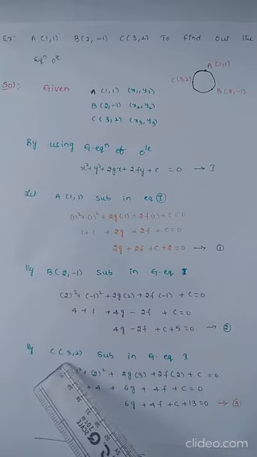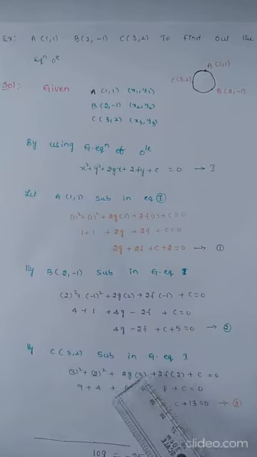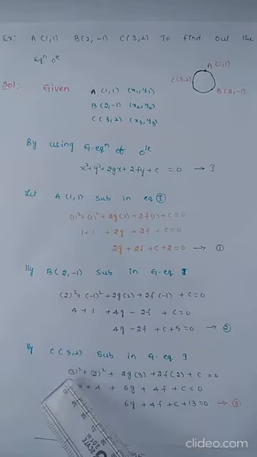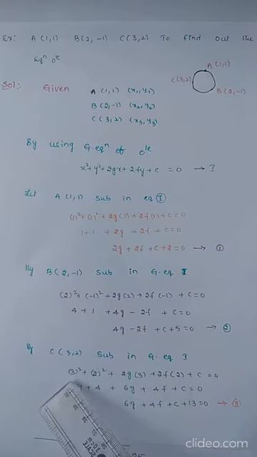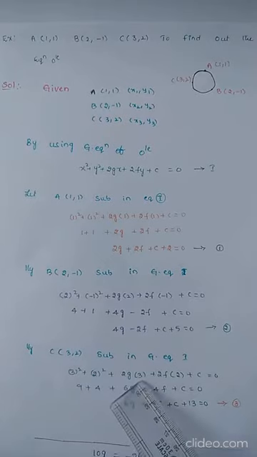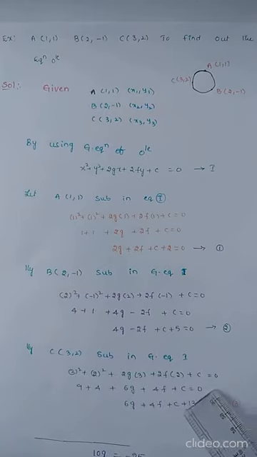Similarly, what is the point on C? 3 comma 2. Substitute in the general equation. So what is the value here? The x value is 3, the y value is 2. Substitute x and y in the general equation. So what is the value of x here? 3. That means 3 square plus 2 square plus 2g into what is the value of x here? 3, plus 2f into what is the value of y here? 2, plus c is equal to 0.